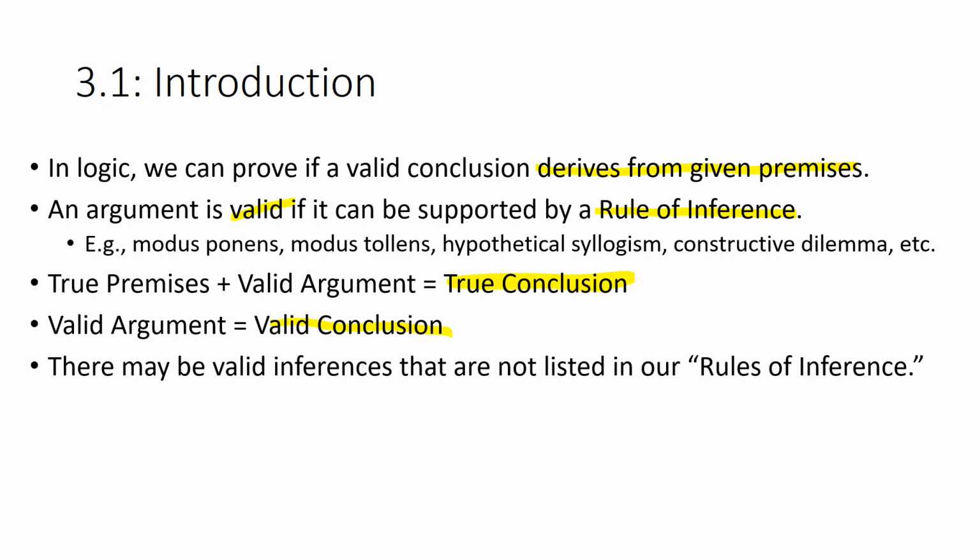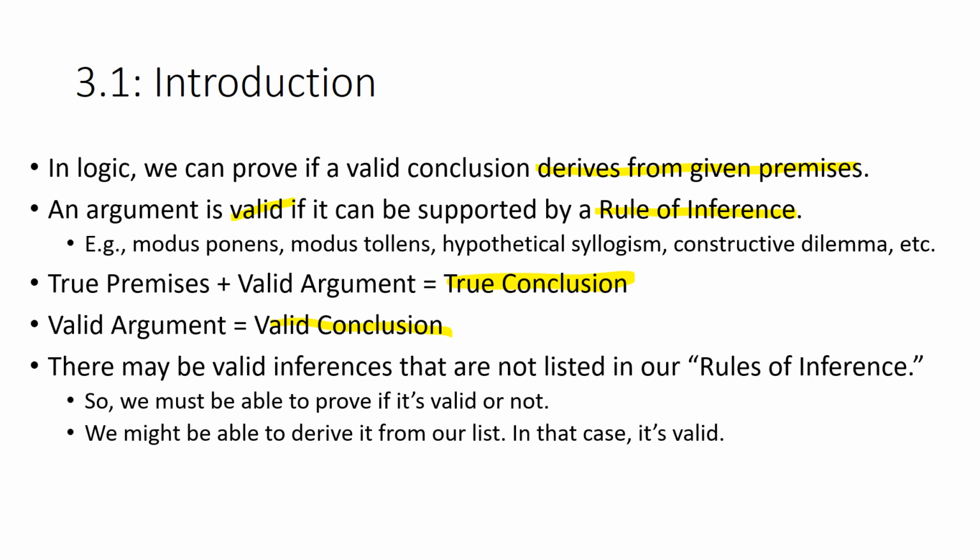Now, there may be valid inferences that are not listed in our rules of inference. So we have to be able to prove if it's valid or not. We might be able to derive it from our list. In that case, it's valid. So we can use the rules of inference we already have to derive, so to speak, a new rule of inference and show that it is in fact valid. Now, this chapter will introduce us to new techniques to find out if a certain rule of inference is in fact valid that's not already proved by our previous videos.